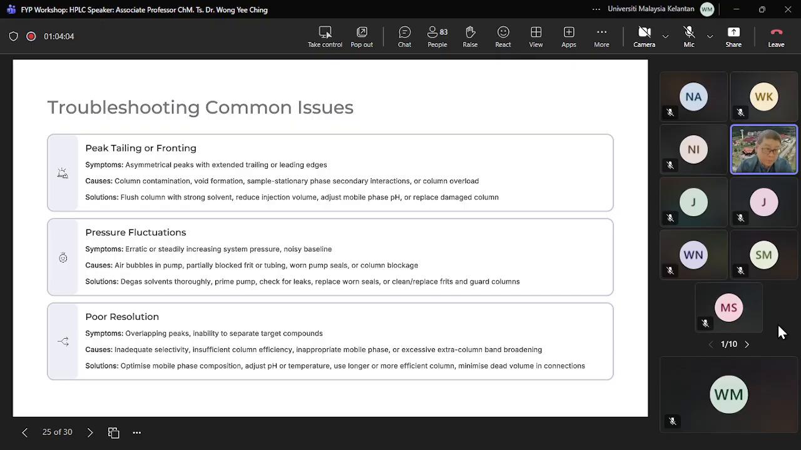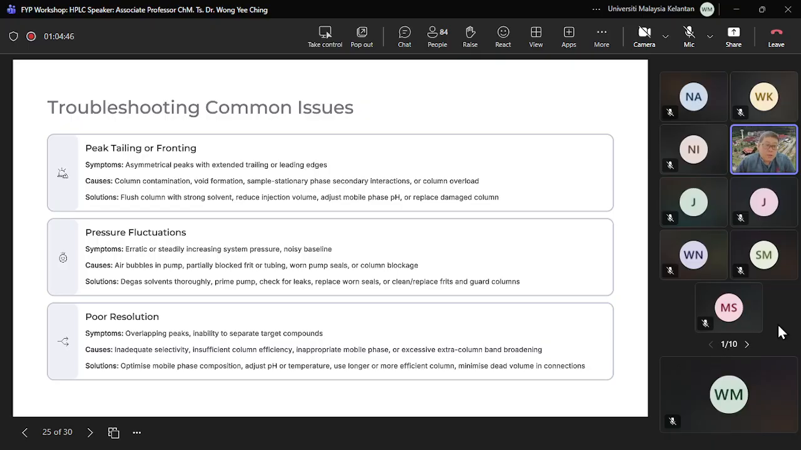So most of the problems that occur are inadequate selectivity, or insufficient column efficiency, or an inappropriate mobile phase, which means the mobile phase that you're using is not good in separating your compound, your analyte, and excessive extra column band broadening. It can also mean that the column or stationary phase that you choose is not proper for your compound. So these are basically the causes for getting very poor resolution.